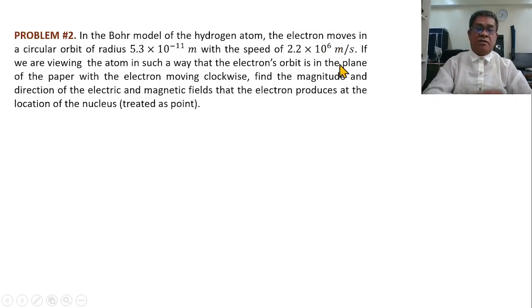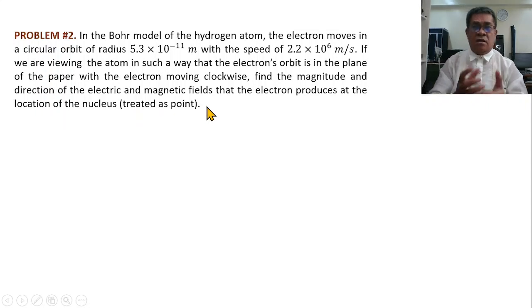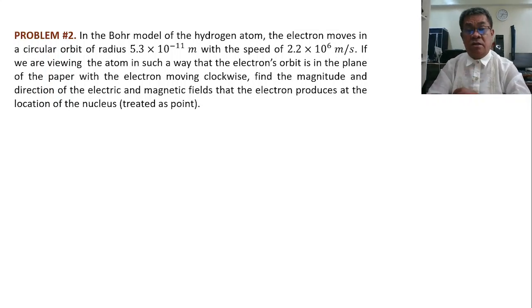These are given to the problem. If we are viewing the atom in such a way that the electron's orbit is in the plane of the paper with an electron moving clockwise, find the magnitude and direction of the electric and magnetic fields that the electron produces at the location of the nucleus treated as a point. Meaning, we don't care about the charges inside the nucleus. We just consider only the point.